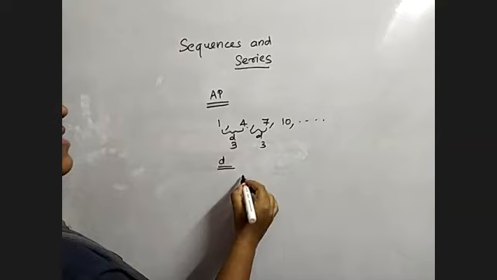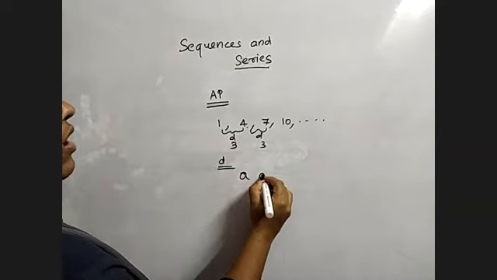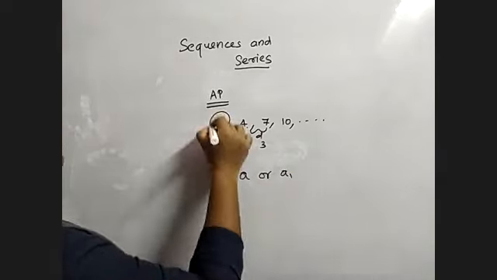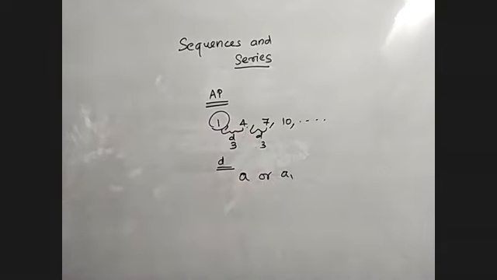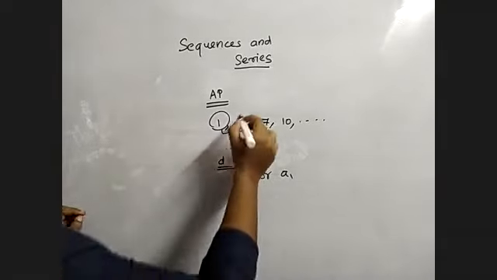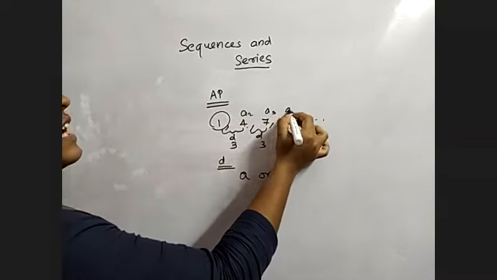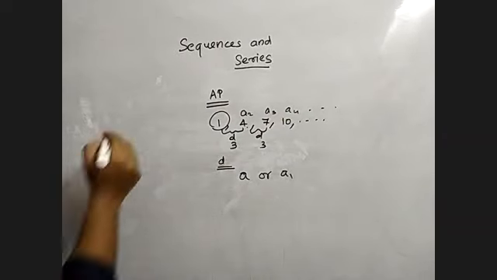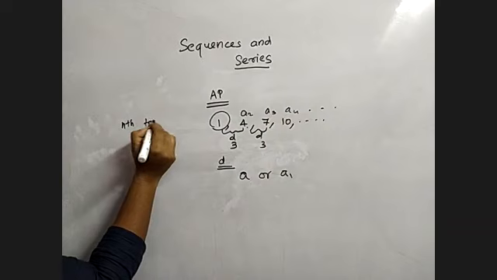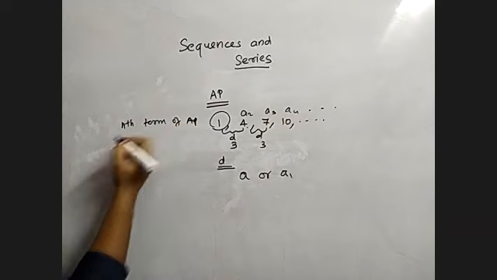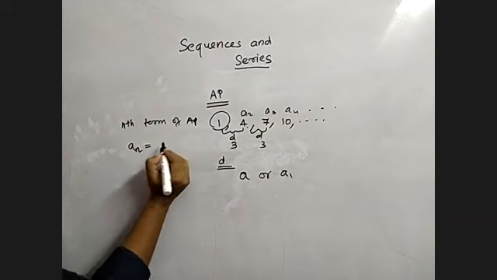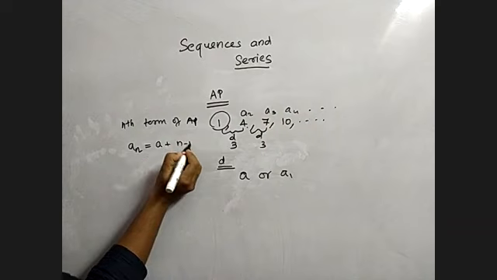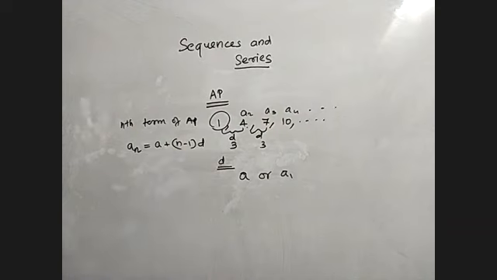Generally we denote the first term as a or a1 or x1, anything, and subsequent terms will be denoted as a2, a3, a4, etc. So the first formula from AP is the nth term. How can we find the nth term of AP? The nth term of AP is denoted as an, and it is given as a plus n minus 1 into d. All of you note down these formulas.